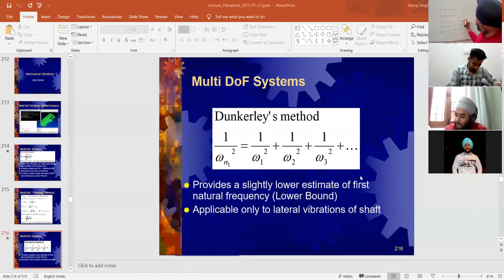Now, when you have these 3 component frequencies, the first natural frequency of this whole system is estimated as 1 upon omega n1 square is equal to 1 upon omega 1 square plus 1 upon omega 2 square plus 1 upon omega 3 square. Beg your pardon if it's not clear because I'm finding it hard to write on the board while sitting. I guess we are able to make out when I'm speaking. So 1 upon omega n1 square, as is written on this screen also.